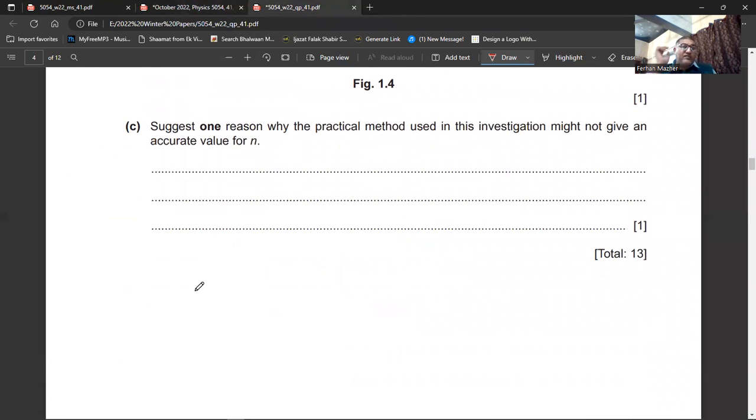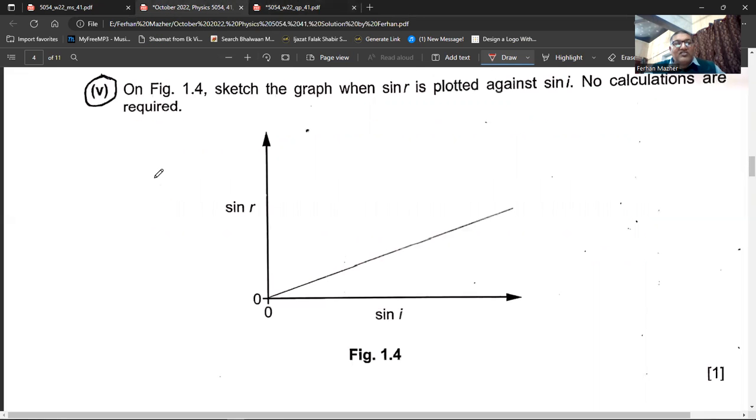Now, give just one reason why the practical method used in this investigation might not give an accurate value for the N. We thought that the refraction is only happening in the oil, but the oil is inside the plastic container. So when the light passes through that plastic container, the refraction of light also takes place in the plastic. One reason can be this. Another reason is that the protractor you are using is only correct up to 1 degree.